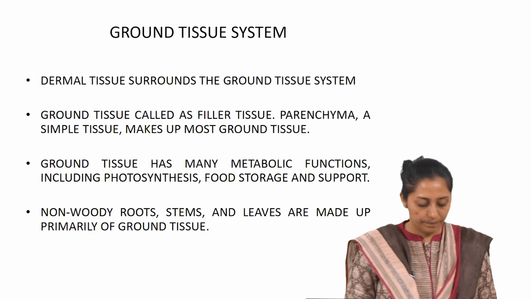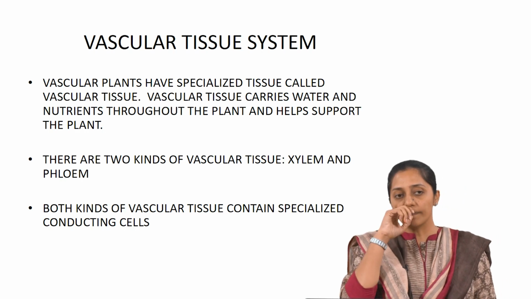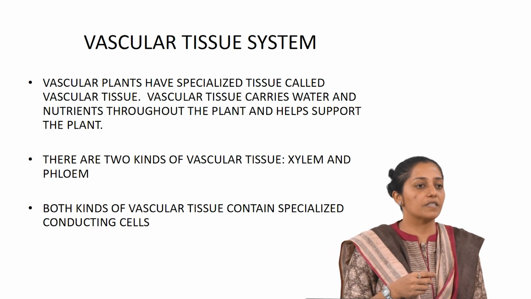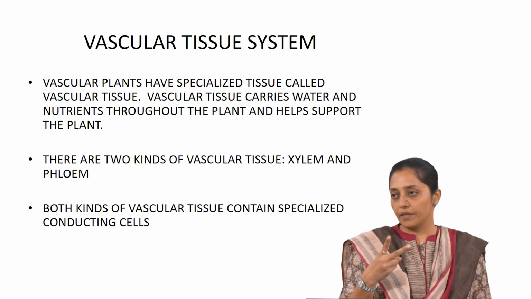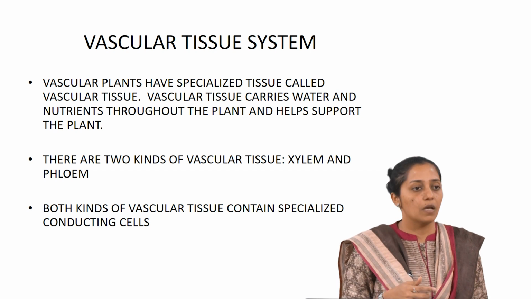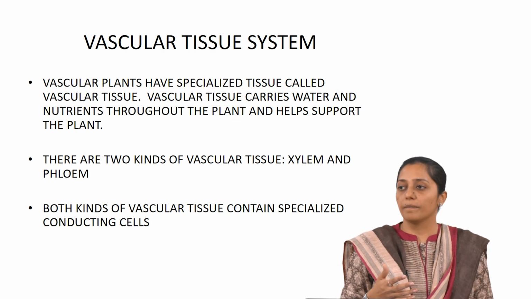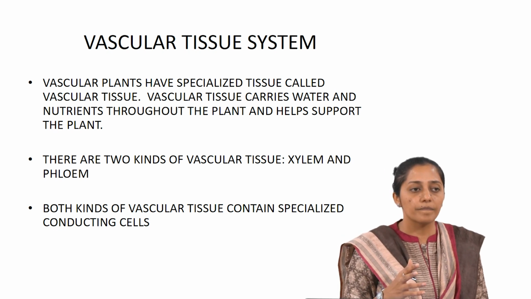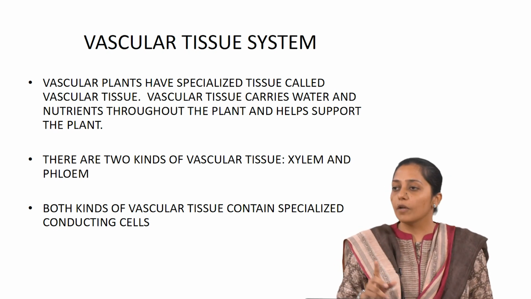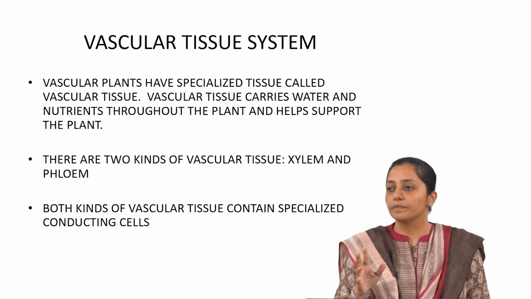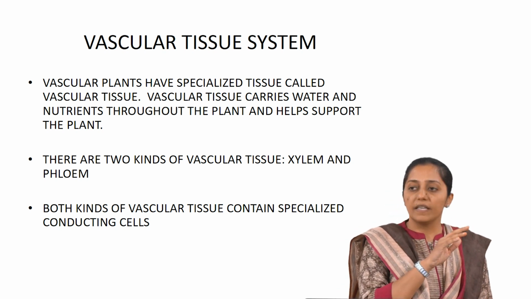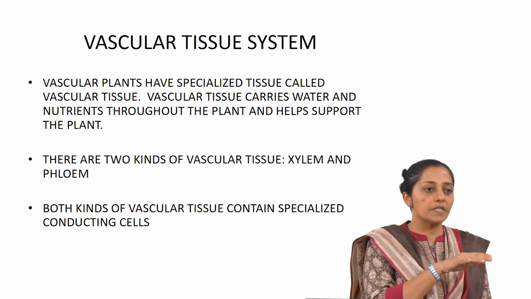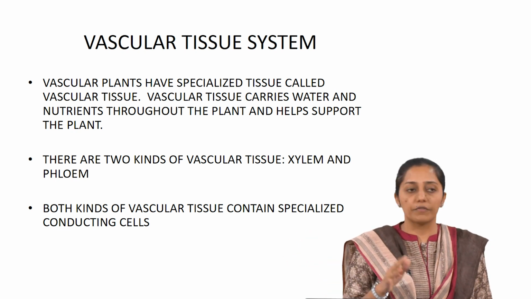Now the vascular tissue system is something which came into plants through evolution. There are two kinds of vascular tissues: one is the xylem and the other is the phloem. Xylem is responsible for water conduction. Phloem is responsible for transporting the food, prepared in terms of carbohydrates or sugars in the leaves or the stems, through different parts of the plant.